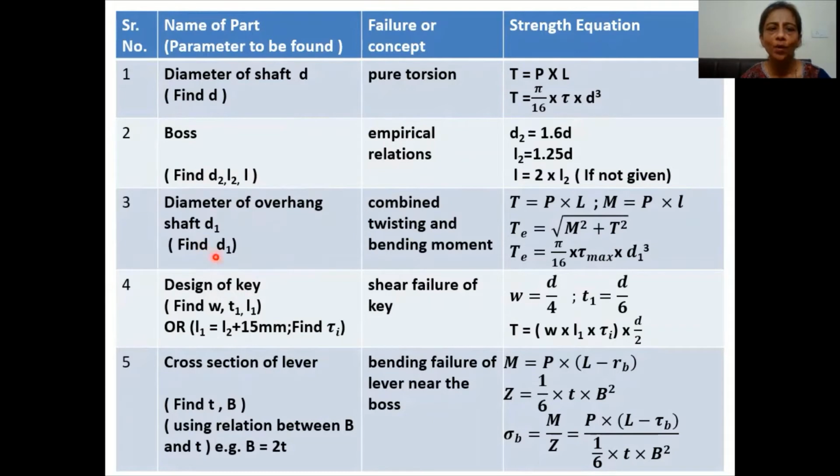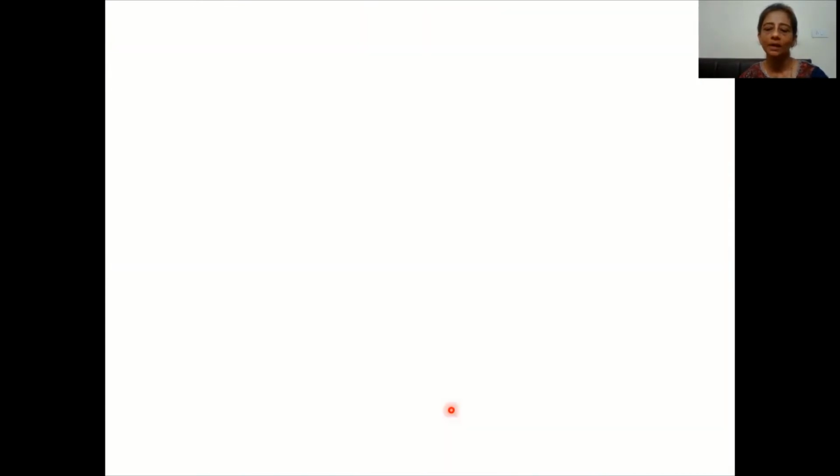For diameter of overhang shaft, we will consider combined twisting and bending moment. For design of key, we will find out dimensions with the empirical relations and we will find out length by considering shear failure of the key. To find the cross section of lever, we will consider the bending failure of the lever nearer to the boss. So let us see one by one all steps of the numerical.